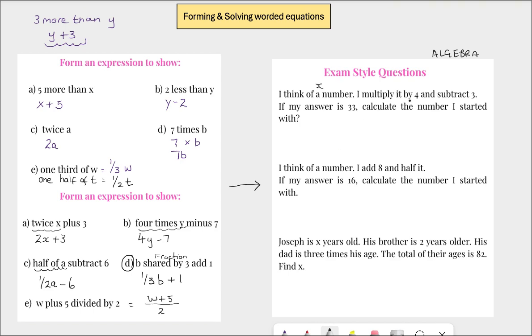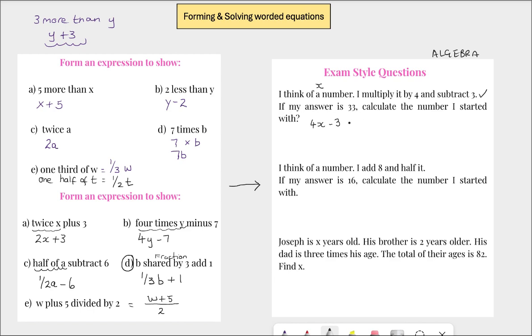I multiply it by 4, so that's 4x, and I subtract 3, which is -3. Everybody happy? So when we think of a number, it could be any letter you want. It doesn't have to be X, but we use X and Y a lot in algebra. But I think of a number, X, I multiply it by 4 and subtract 3. So there we go. That's the first bit.